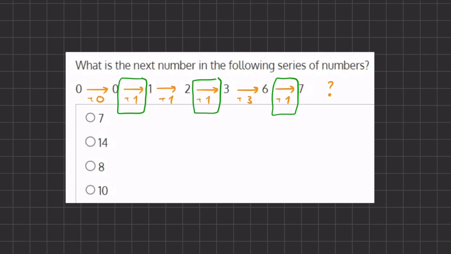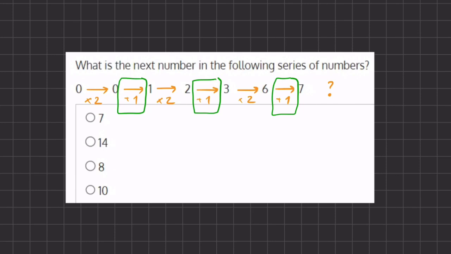So moving from 1 to 2, we can multiply by 2. And moving from 3 to 6, we can also multiply by 2. So let's see if our first transition from 0 to 0 can also be multiplied by 2. And that is correct. So changing our transitions between these plus 1s, if we change it to multiplying by 2, our pattern seems to be more consistent.